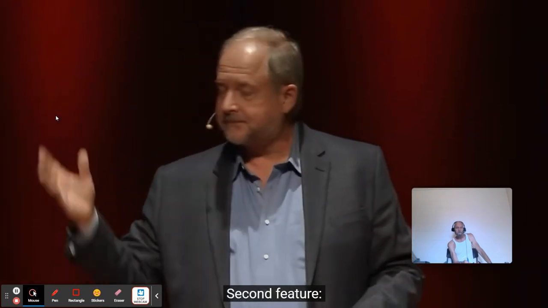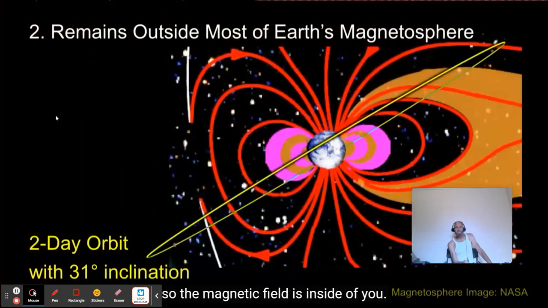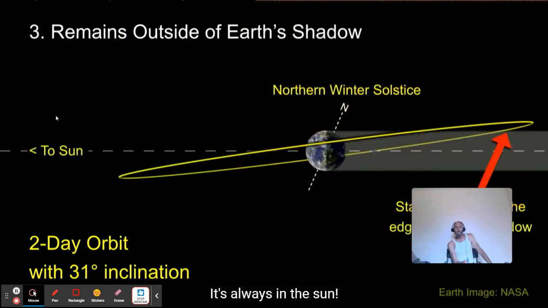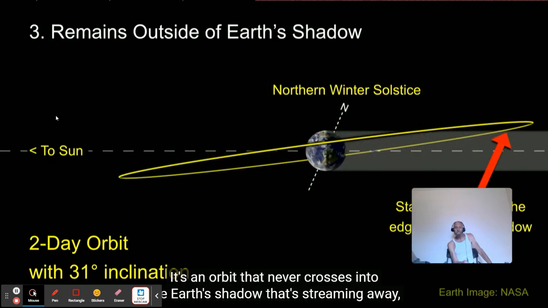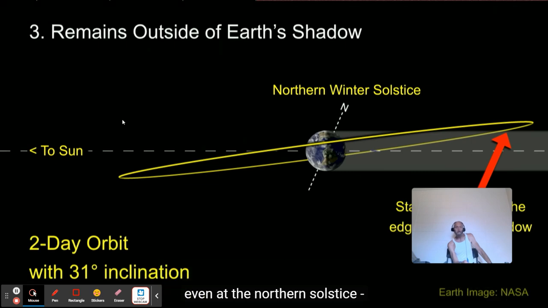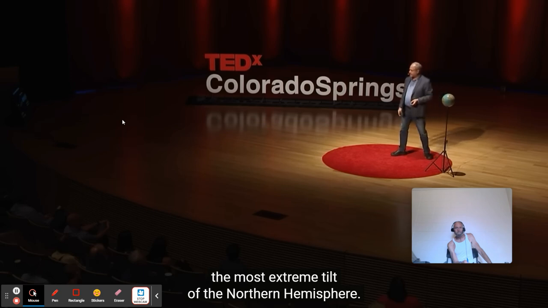Second feature, it's also outside of the Earth's magnetic field all the time. Wow. Third feature, it's always in the sun. It's an orbit that never crosses into the Earth's shadow, even at the northern solstice, the most extreme tilt of the northern hemisphere.